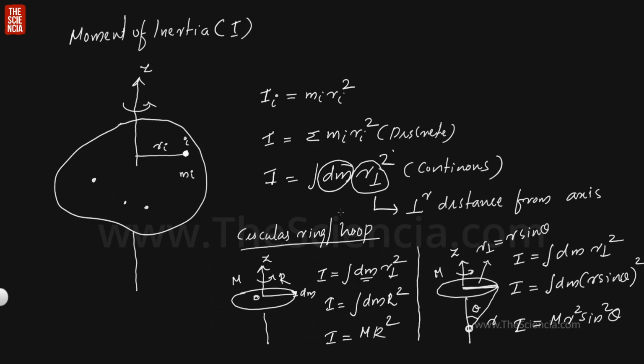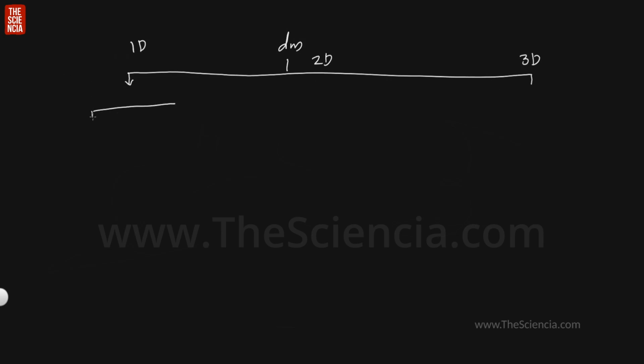Now we are going to discuss dm, the mass element. Here I am discussing a little about the mass element dm. I am taking the mass element in 1 dimension, 2 dimensions and 3 dimensions. For a rigid rod, it is linear and 1 dimensional. So this is the dm, and if it is dx, then we can write dm equal to lambda dx, where lambda is the linear density.